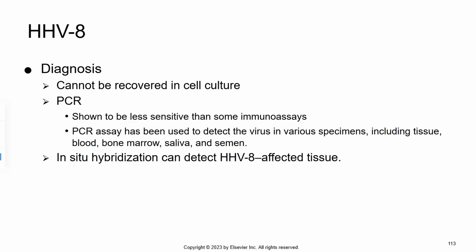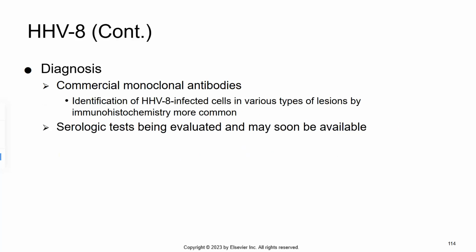Diagnosis: it can't be recovered in culture, and PCR has been shown to be less sensitive than some immunoassays. In situ hybridization can detect HHV8-affected tissue. With commercial monoclonal antibodies, identification of HHV8-infected cells in various types of lesions by immunohistochemistry is more common. Serological tests are being evaluated and may soon be available.